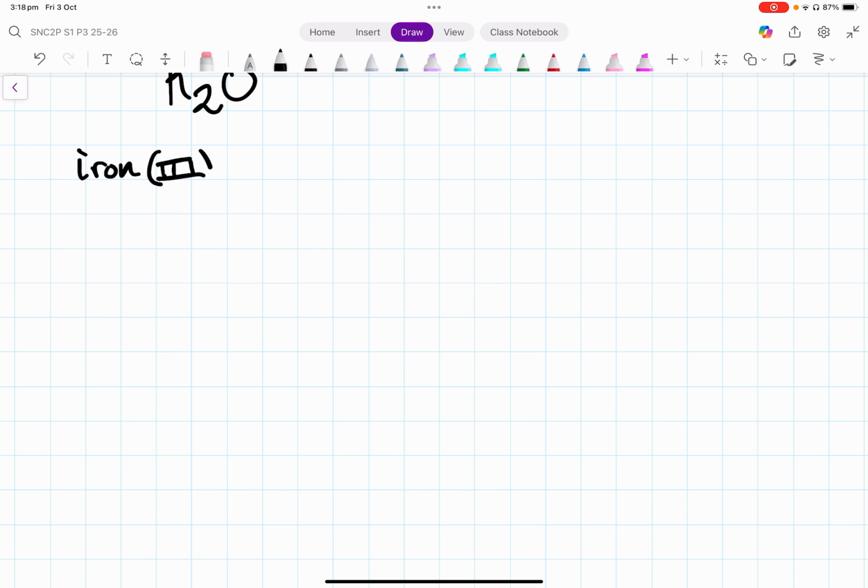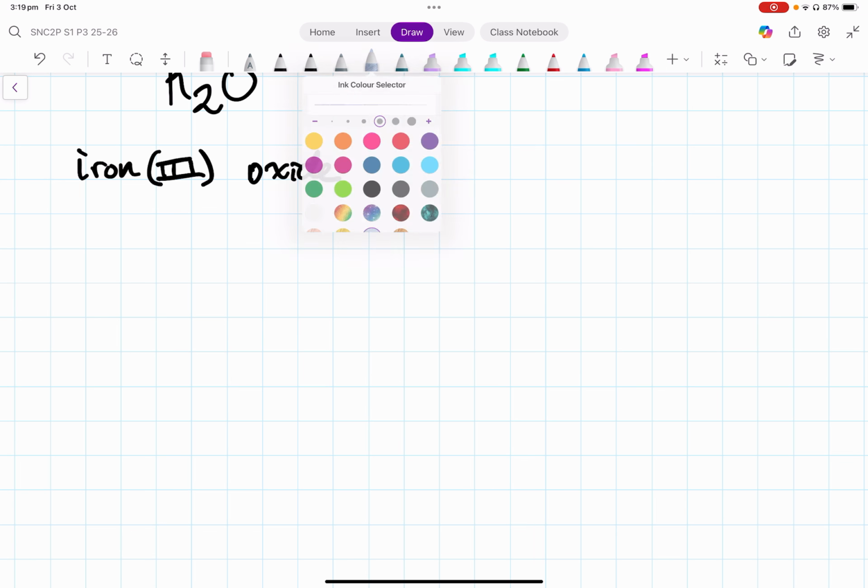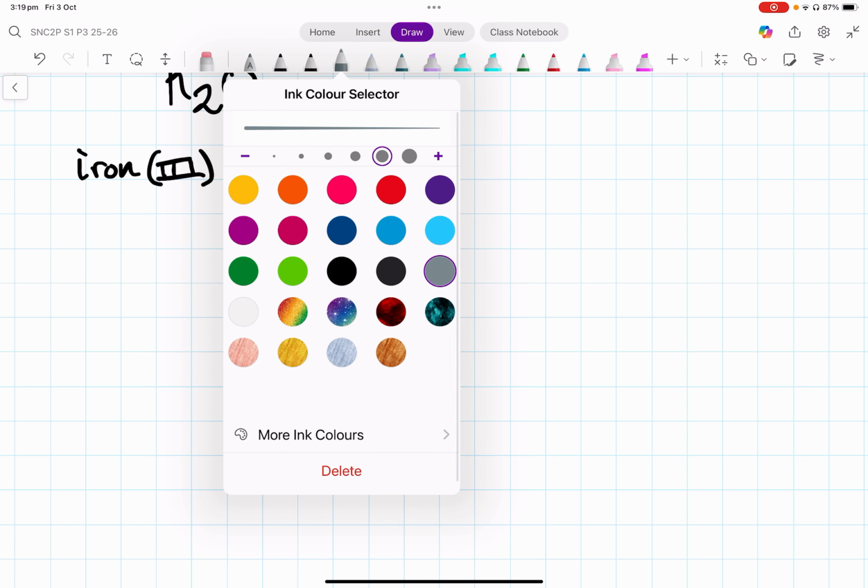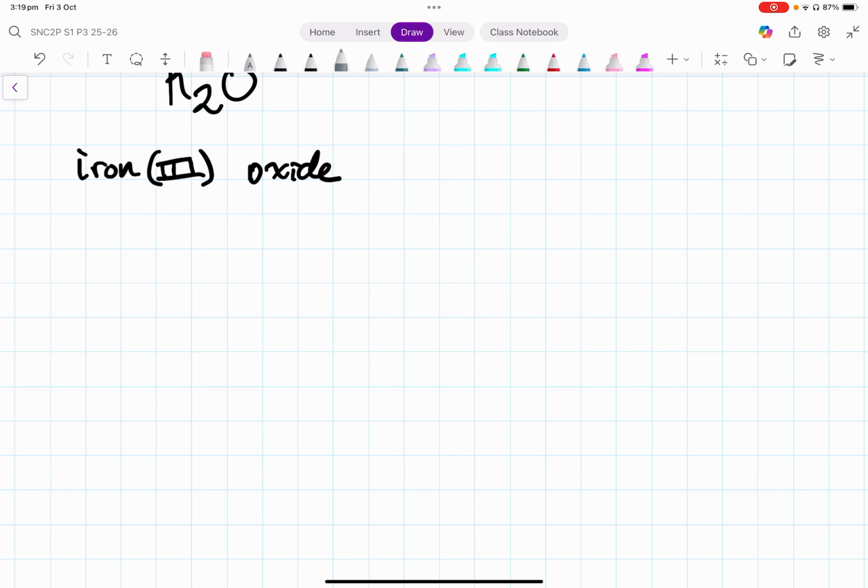Well, one of the components of rust is iron(III) oxide. There are others, but the main biggie in rust is iron(III) oxide. Okay, oxide. There we go. So if I was going to do this again, simple particles, we can start there.